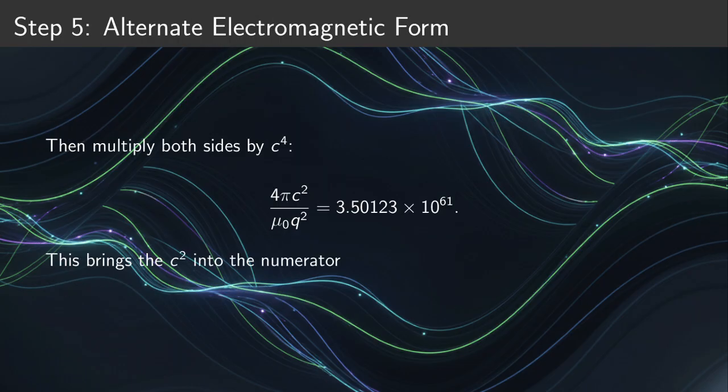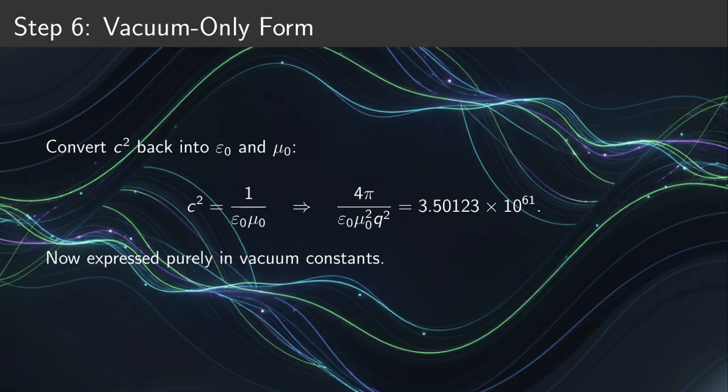Step 5. Alternate electromagnetic form. Multiplying both sides by c to the fourth power moves c squared into the numerator. This step shifts the expression into a form dominated by electromagnetic vacuum constants. Step 6. Vacuum-only form. We convert c squared back into epsilon naught and mu naught. The expression now depends solely on vacuum constants and the elementary charge.